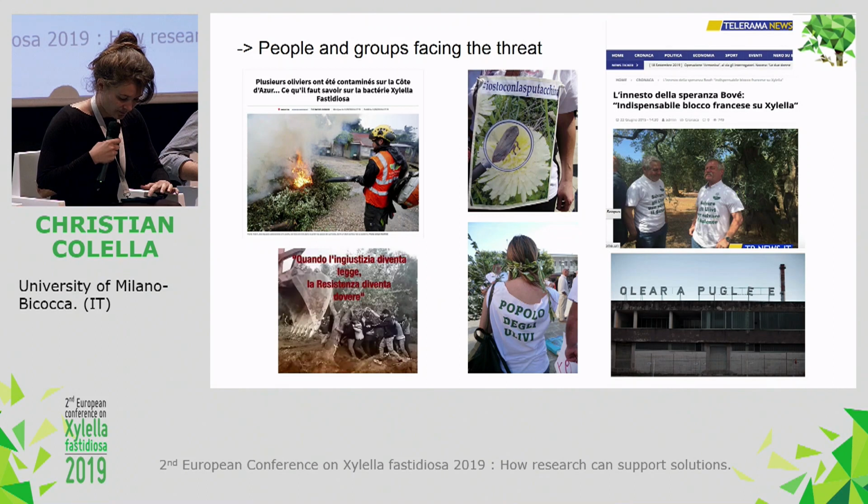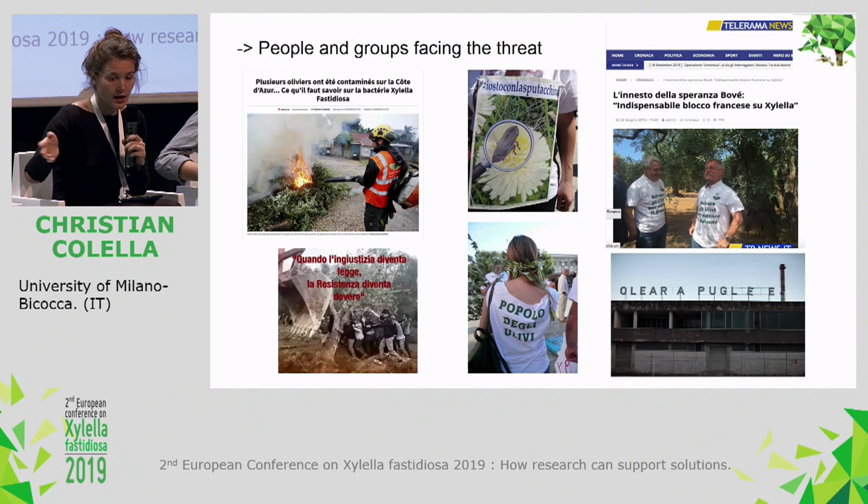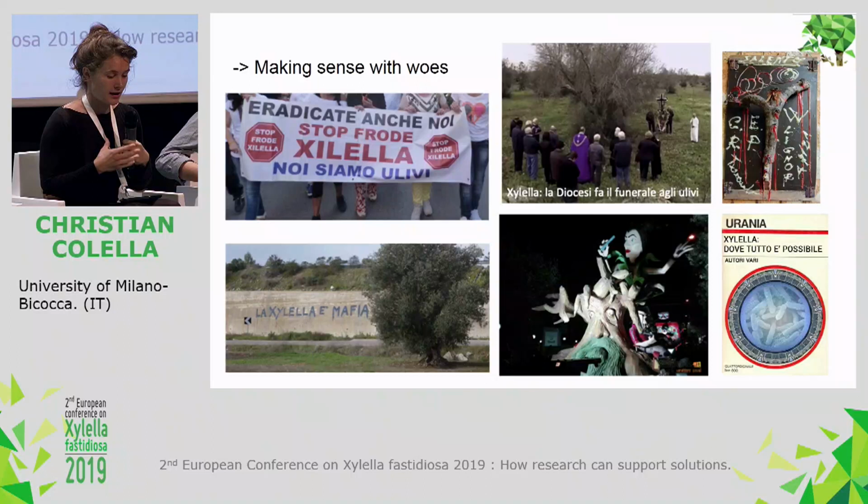Some interests will be threatened, the oleaginous production in Apulia, and a new group will appear. In Italy, you have the People of the Olive Tree, the Voice of the Olive Tree. In Corsica, you will have the committee anti-Xylella, and so on. Then people will speak about it.